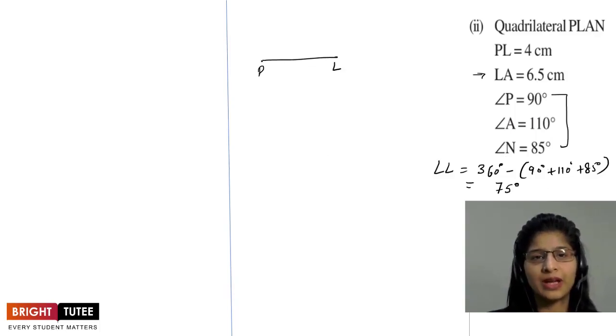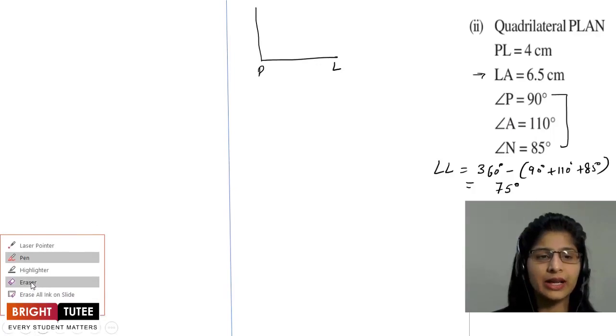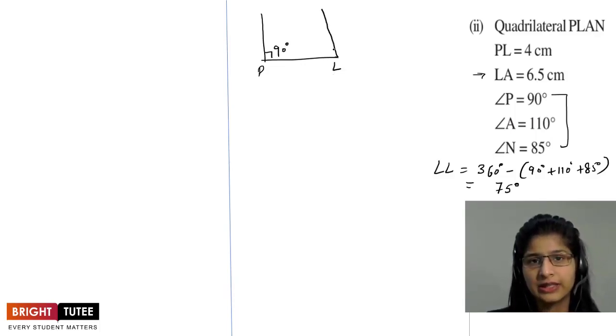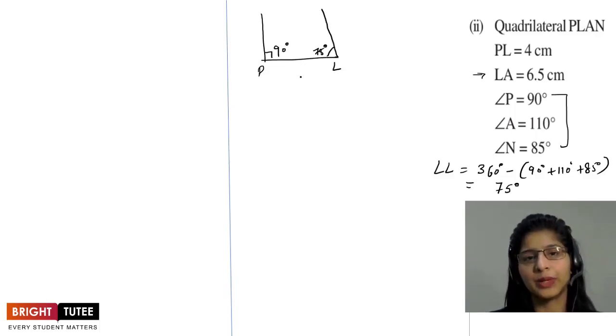Now at P we have a 90 degrees angle. Okay, and that's going to be a straight line, right? So at P, drawing an angle of 90 degrees, it should be a straight 90 degrees. And at L we have now a 75 degrees angle, so it will be somewhat like this, a 75 degrees angle. And then we have PL.